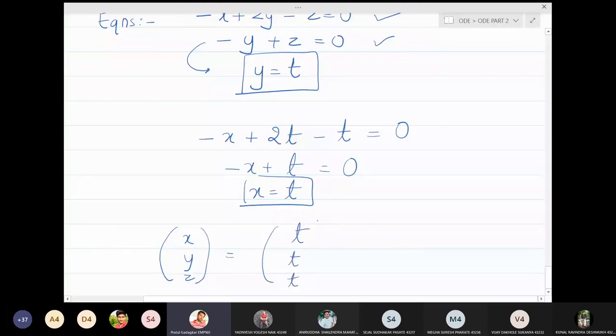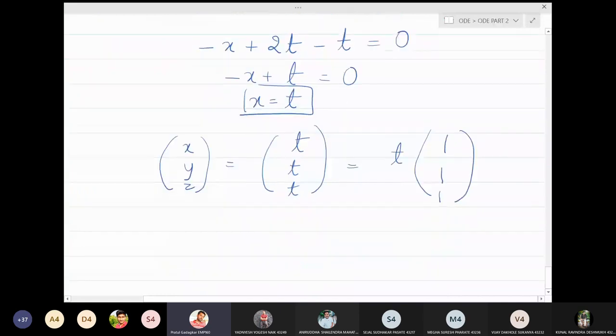And therefore, t is out. I'll get 1, 1, 1. And therefore, my third eigenvector, v3 bar, turns out to be 1, 1, 1, corresponding to the eigenvalue 2.